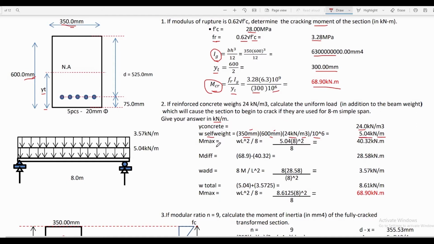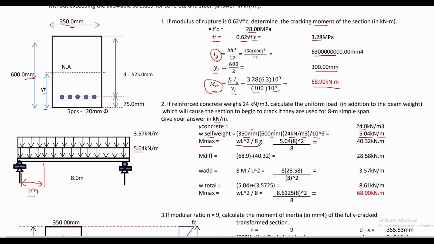So 5.04 kilonewton will be the weight of the beam due to its self-weight every linear meter. It means that if this is 1 meter, the weight of that beam is equal to 5.04 kilonewton. If self-weight alone of 5.04 kilonewton per meter will be acting on the beam, we can easily calculate the maximum moment by using the simple formula for simply supported beam.